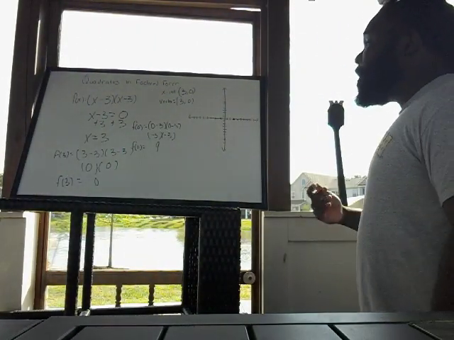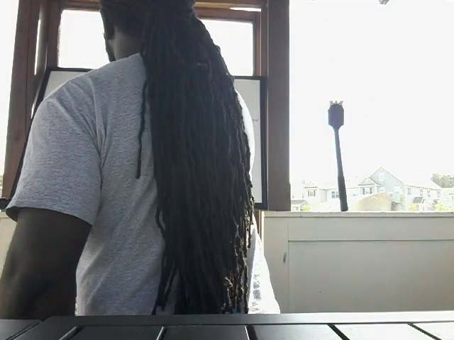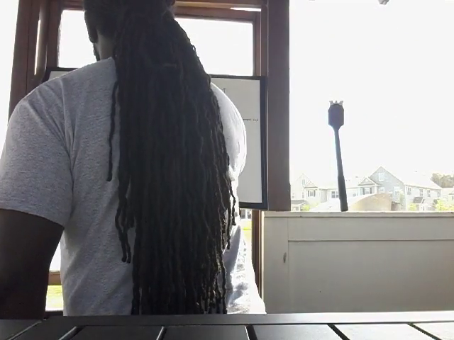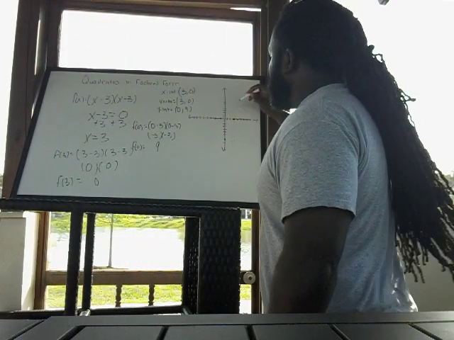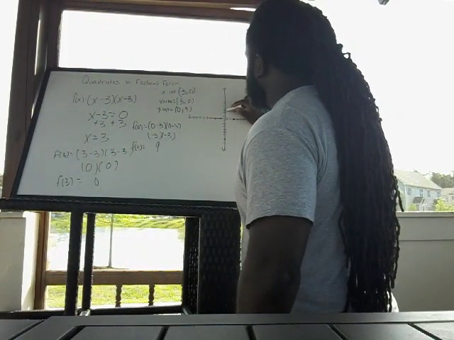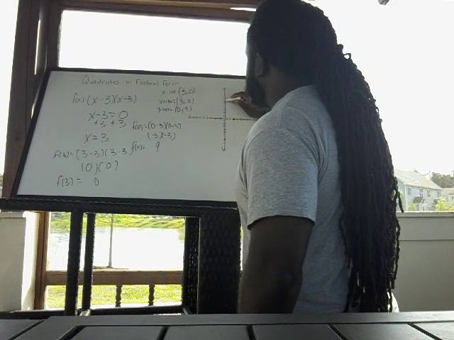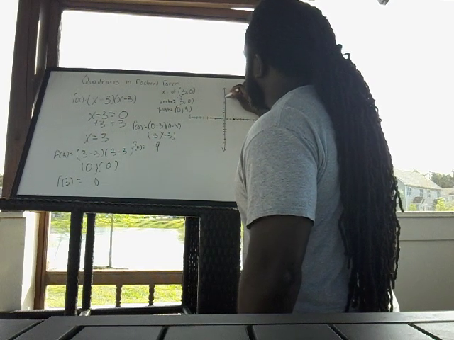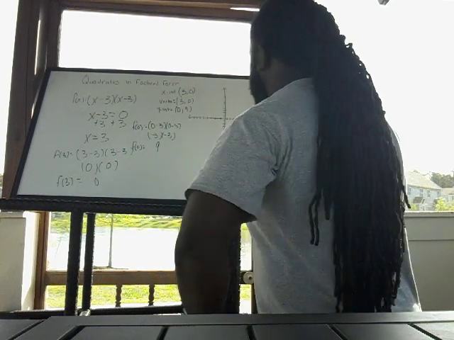So here, my y-intercept is going to be 0, 9. So let's go ahead and plot that. We'll go up 1, 2, 3, 4, 5, 6, 7, 8, 9. We can go ahead and plot this at 0, 9.